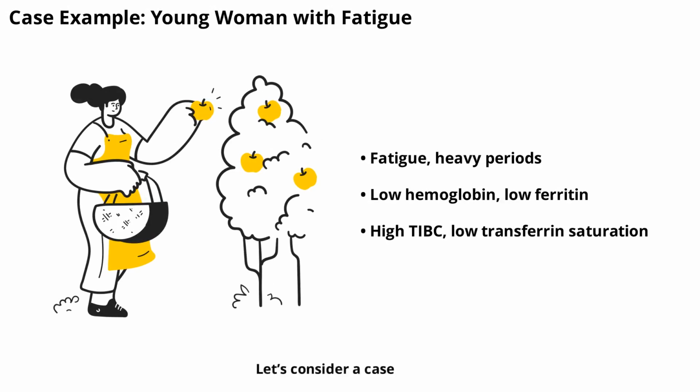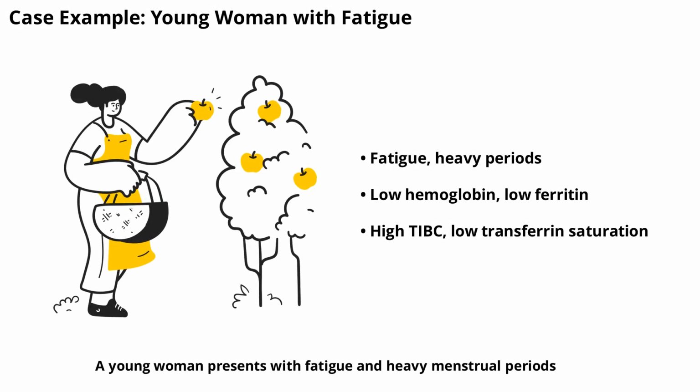Let's consider a case. A young woman presents with fatigue and heavy menstrual periods. Her CBC shows low hemoglobin and MCV, serum ferritin is low, TIBC is high, and transferrin saturation is decreased. These findings are classic for iron deficiency anemia, likely due to chronic blood loss. This case highlights the importance of integrating clinical history with laboratory data.